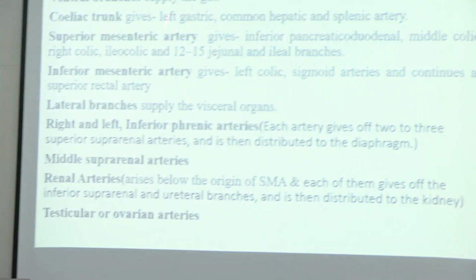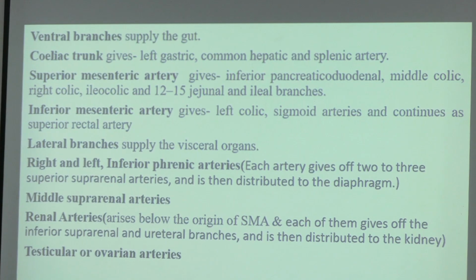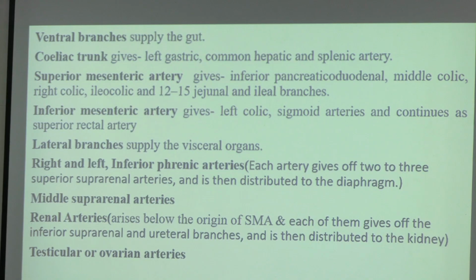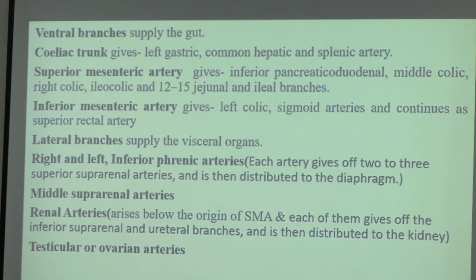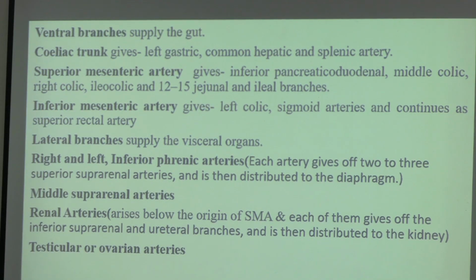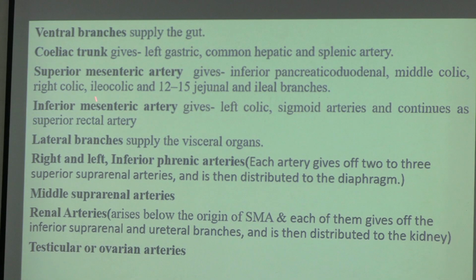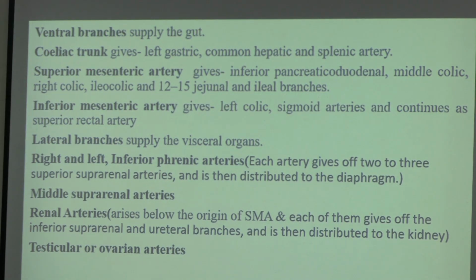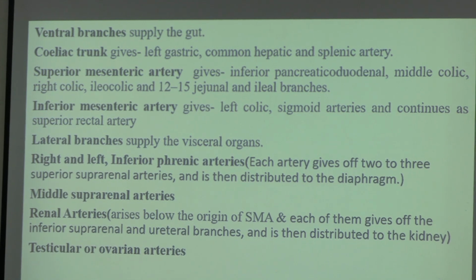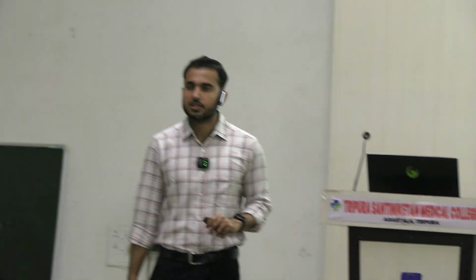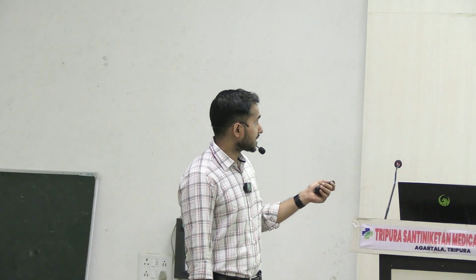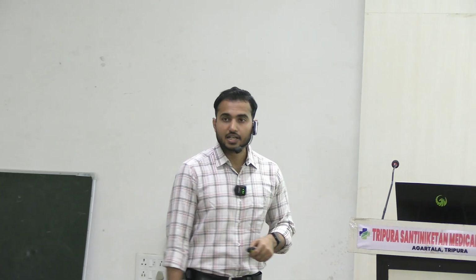Next, these are the ventral branches. Next, you can see these are the lateral branches. In the lateral branches, mainly they supply the visceral organs. What do you think lateral branches means? From both the sides, the arteries which are arising. Please note that these ventral branches are unpaired. That means only one branch arises and then gives different branches. Mostly the lateral branches are paired.